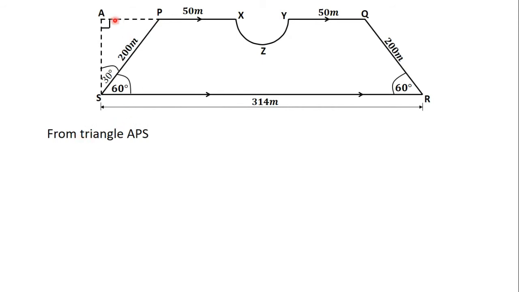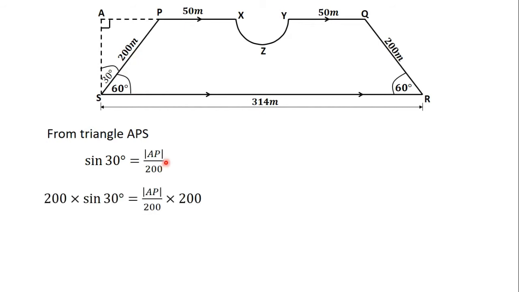From the triangle APS, we can say that sine 30 degrees is equal to AP, which is opposite, divided by the hypotenuse, that is 200 meters. We multiply the left hand side by 200, the right hand side by 200, and AP is equal to 200 sine 30, which is 100. So we can say that AP is 100 meters.